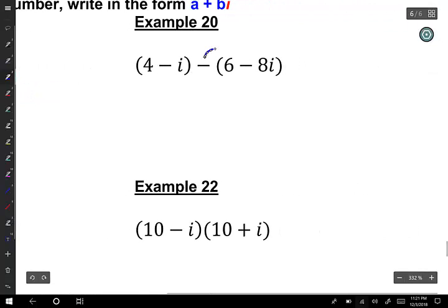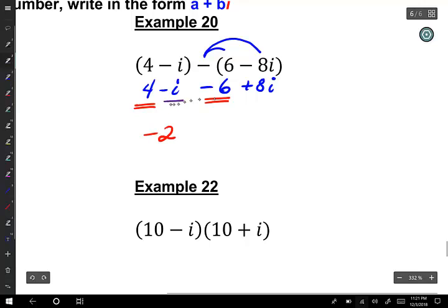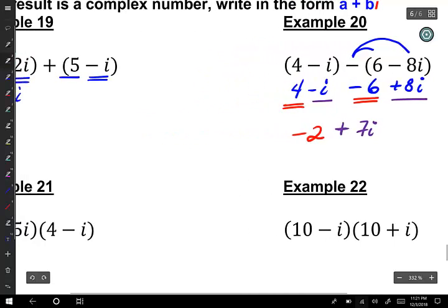Example 20 is a little bit more dicey. You have to pay attention to distributing the negative sign. So we do that, and that becomes a plus 8i at the back end. And now we're just going to combine our like terms. We have 4 minus 6 is -2. Then we have -1i and positive 8i. That gets us 7i. And so in a plus bi form, -2 plus 7i.